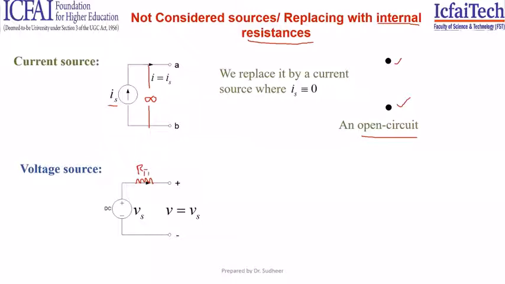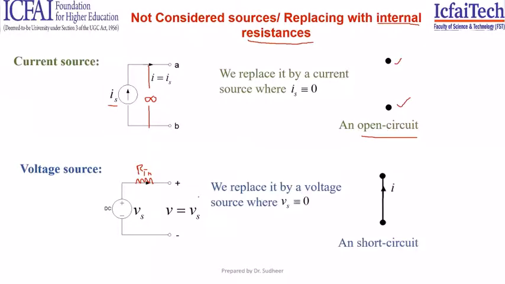So whenever you don't want to consider a particular voltage source in a circuit, we have to replace that voltage source with a short circuit, because short circuit is the element whose resistance is 0. Whereas open circuit is the circuit branch where R is equal to infinity.